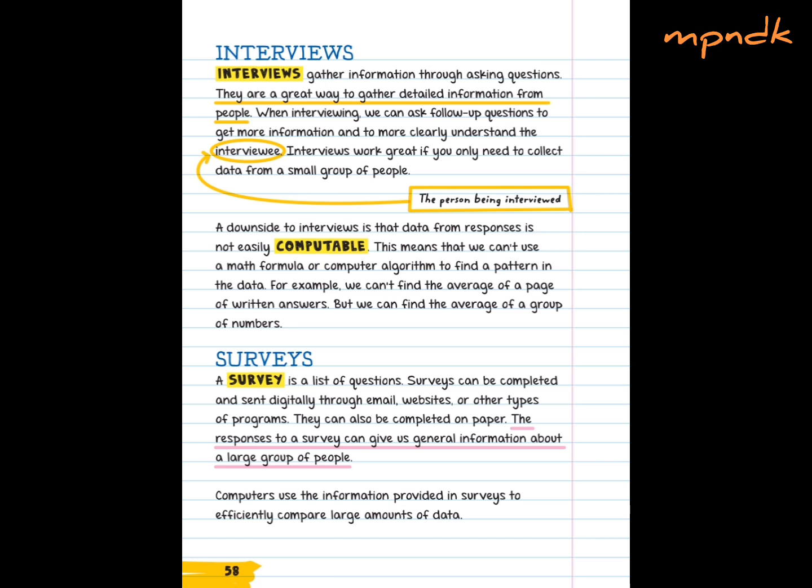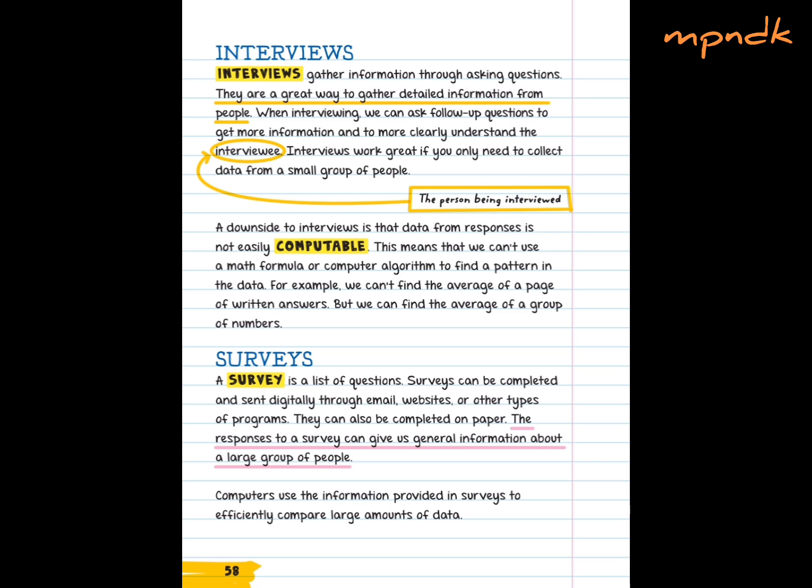Who is the person being interviewed? Interviews work great if you only need to collect data from a small group of people. A downside to interviews is that data from responses is not easily computable. This means that we can't use a math formula or computer algorithm to find a pattern in the data. For example, we can't find the average of a page of written answers, but we can find the average of a group of numbers.